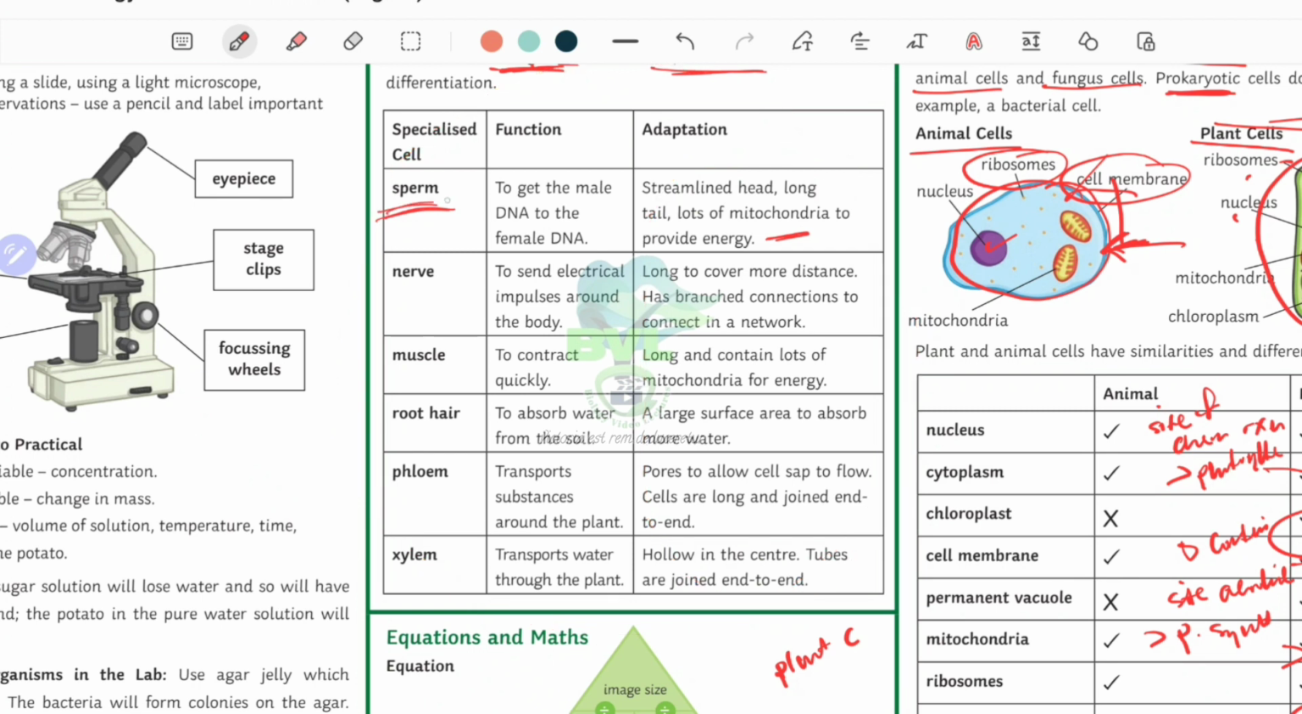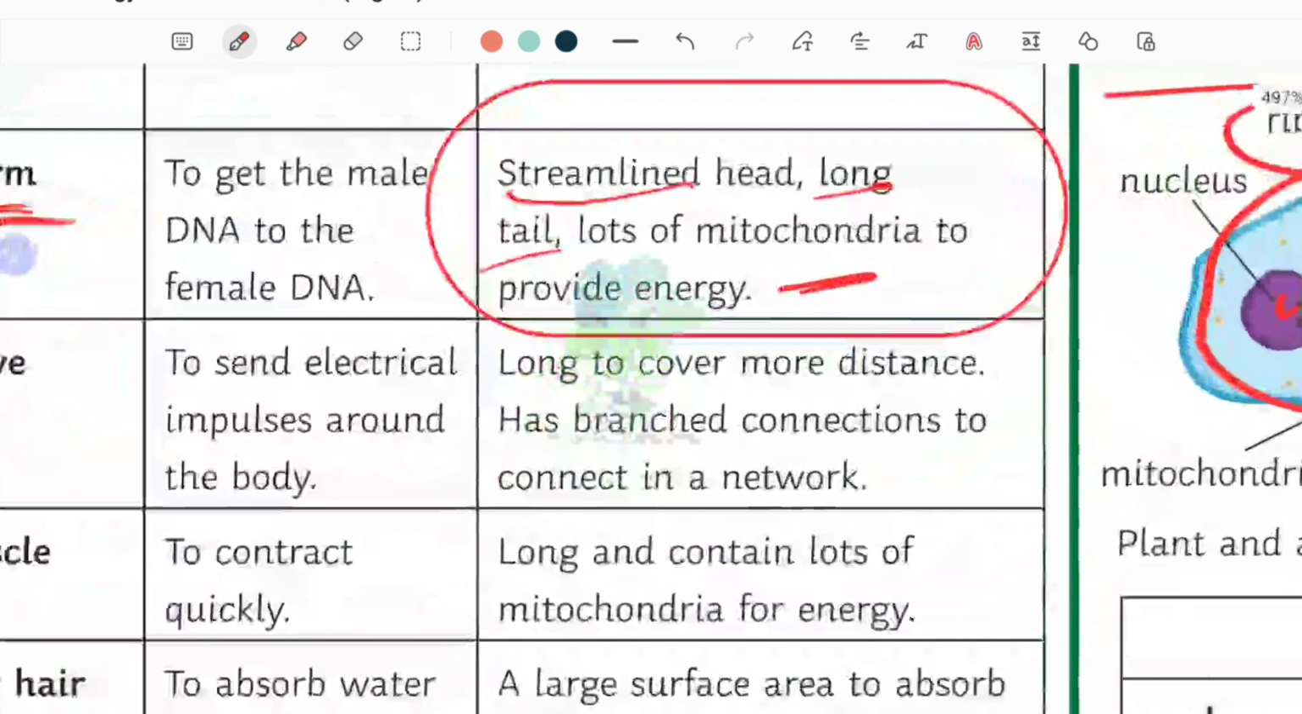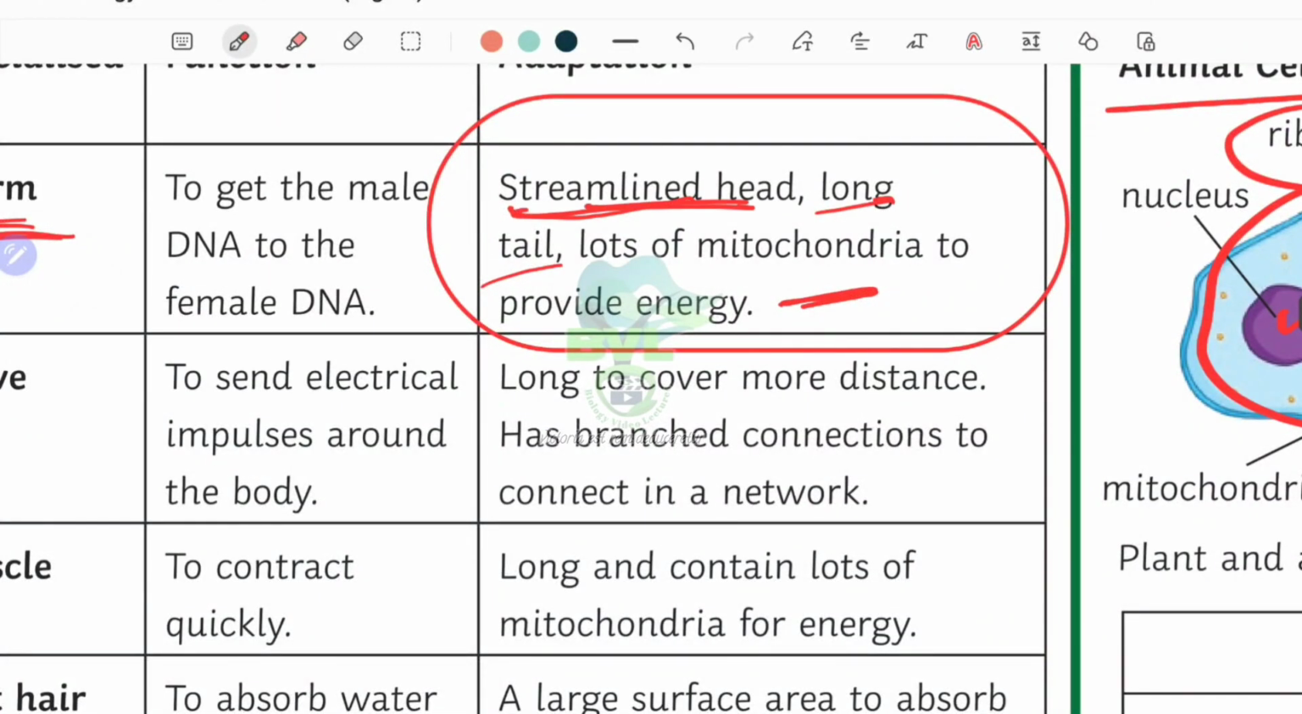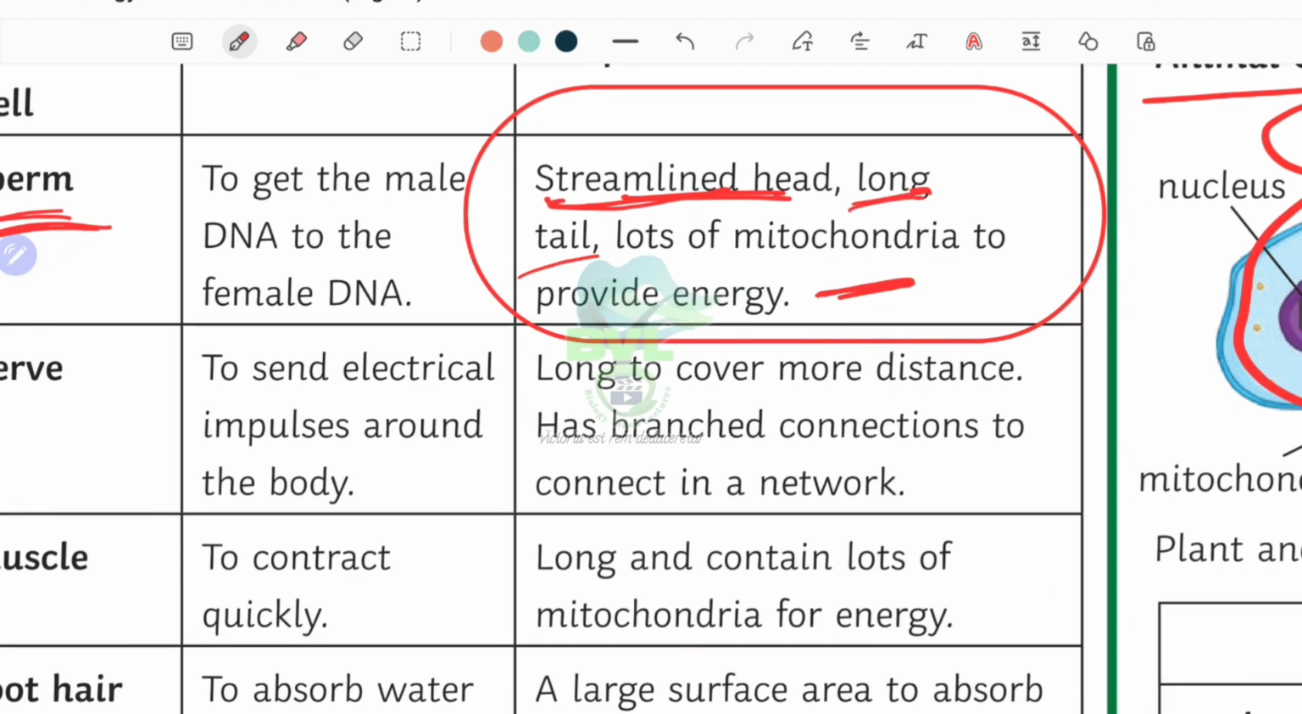For example, the sperm cell has a streamlined body and a long tail for swimming. This is about a 4-marker question, so let me expand it a little. The streamlined head makes it move along the female tract. The long tail allows it to swim. Then a lot of mitochondria provide energy, because for it to swim from where it is deposited to where it is meant to be, it needs a lot of energy. So remember that the relevance of the mitochondria is providing energy for the sperm cell to swim.